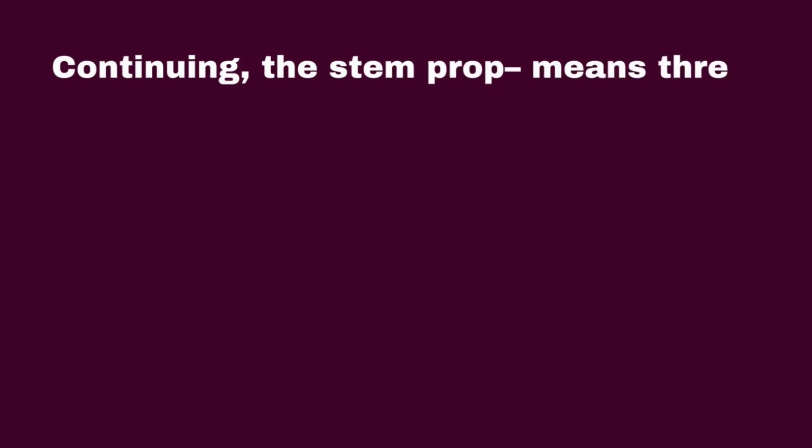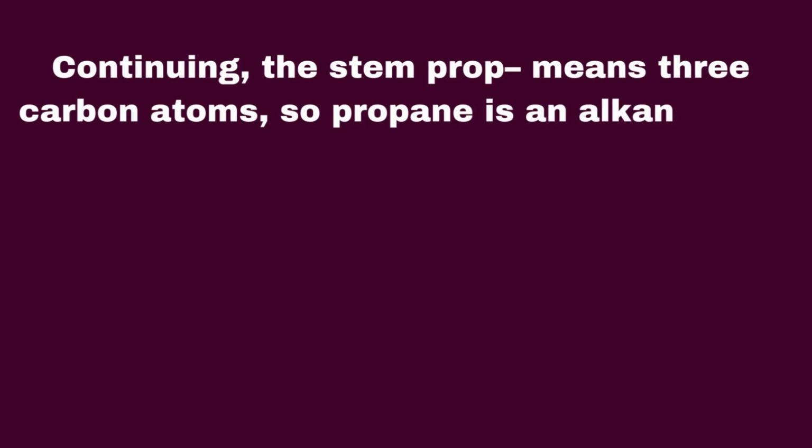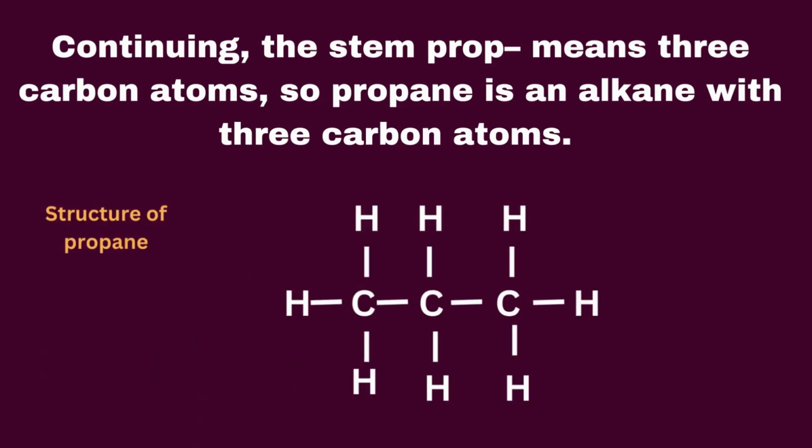Continuing, the stem prop means 3 carbon atoms, so propane is an alkane with 3 carbon atoms. Now we study the structure of propane, in which 3 carbon atoms are present and hydrogens are attached to fulfill the valency of the carbon atom. To fulfill the valency means that carbon has 4 bonds.